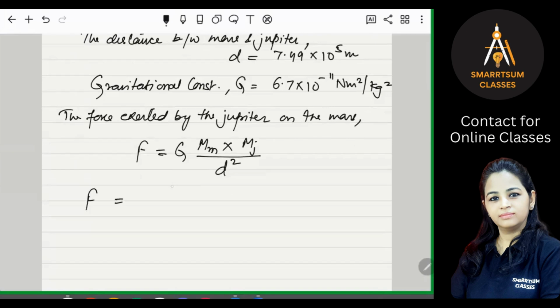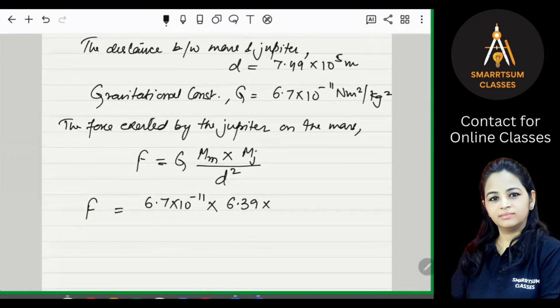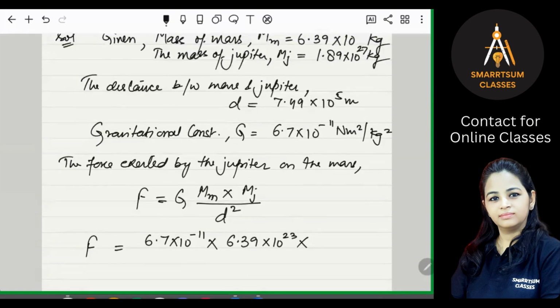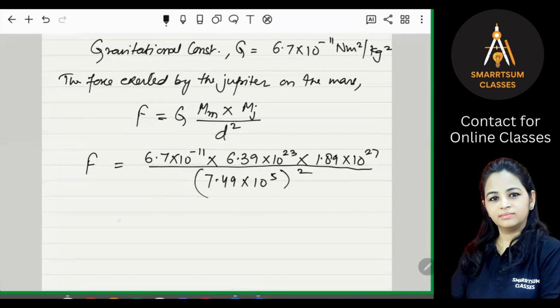F is equal to G. G is 6.7 into 10 to the power minus 11 into mm, which is 6.39 into 10 to the power 23, into mj, which is 1.89 into 10 to the power 27, upon 7.49 into 10 to the power 5 whole square. Right? So now you have to solve this to find out the answer.